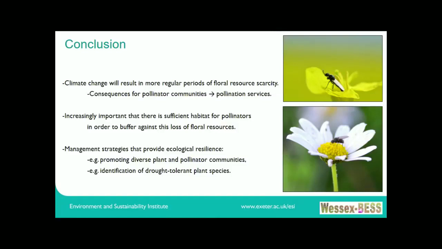Because of this, it's just an additional pressure on pollinators and on the availability of forage for pollinators. So it just really highlights the importance of maintaining whatever habitat we've got left and trying to restore further habitat. And then finally, it just re-emphasizes the importance of this research, looking into potential sources of ecological resilience, so things like promoting diverse plant and pollinator communities. But in the case of this study, we can do more obvious things, just like identifying species of plant that are drought tolerant and trying to incorporate these into wildflower margins and into wildflower seed mixes, which can at least provide us a kind of level of insurance given these extreme weather events.